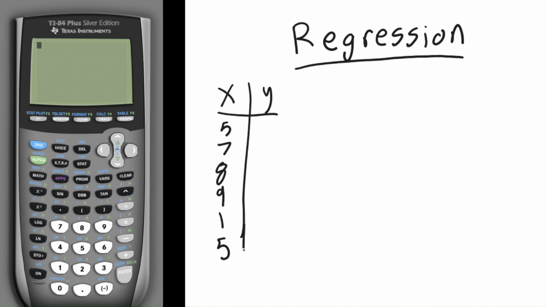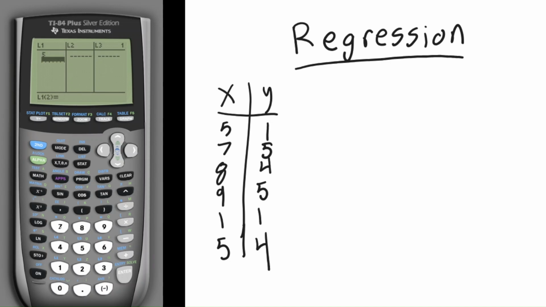And the y values corresponding to those are 1, 5, 4, 5, 1, 4. And I want to know the line of best fit. Well, what I can do is go to my stat, edit, and type these in. So L1 is X and L2 is Y.